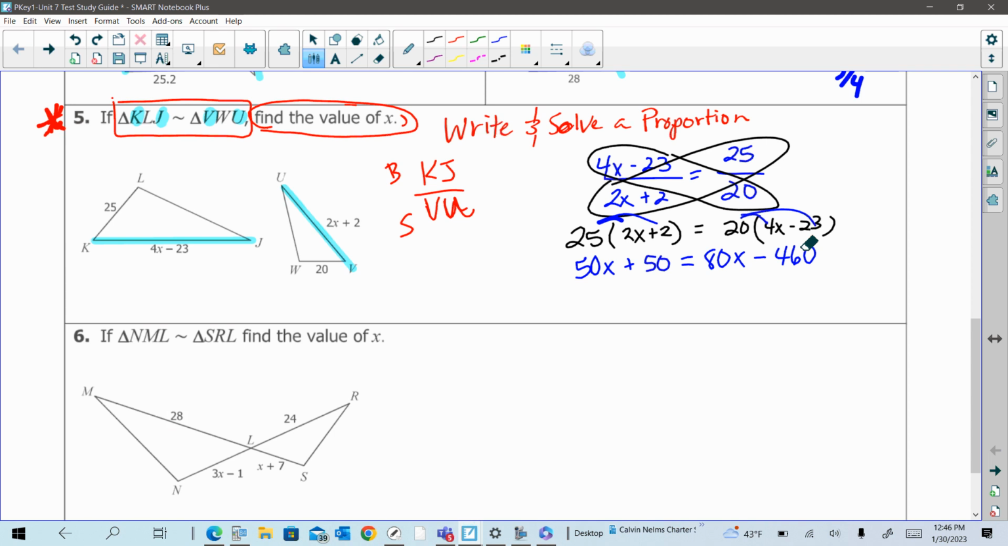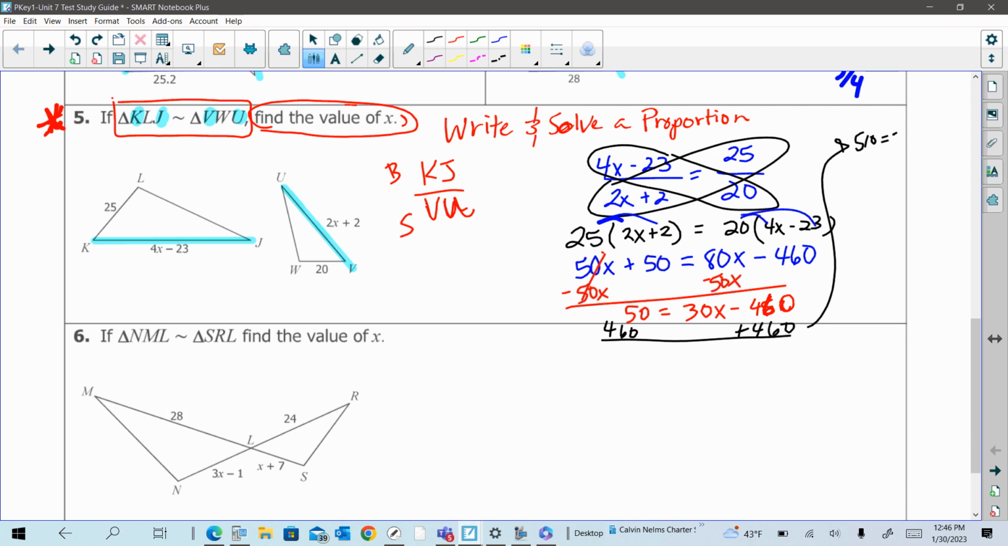Now we're just solving an equation with variables on both sides. You should start with the smallest variable, which is the 50x. When you do that, you're left with 50 equals 30x minus 460. Oh, sorry, 460. And then to get the x term isolated, you're going to have to add 460. So really, this comes out to be 510 equals 30x.